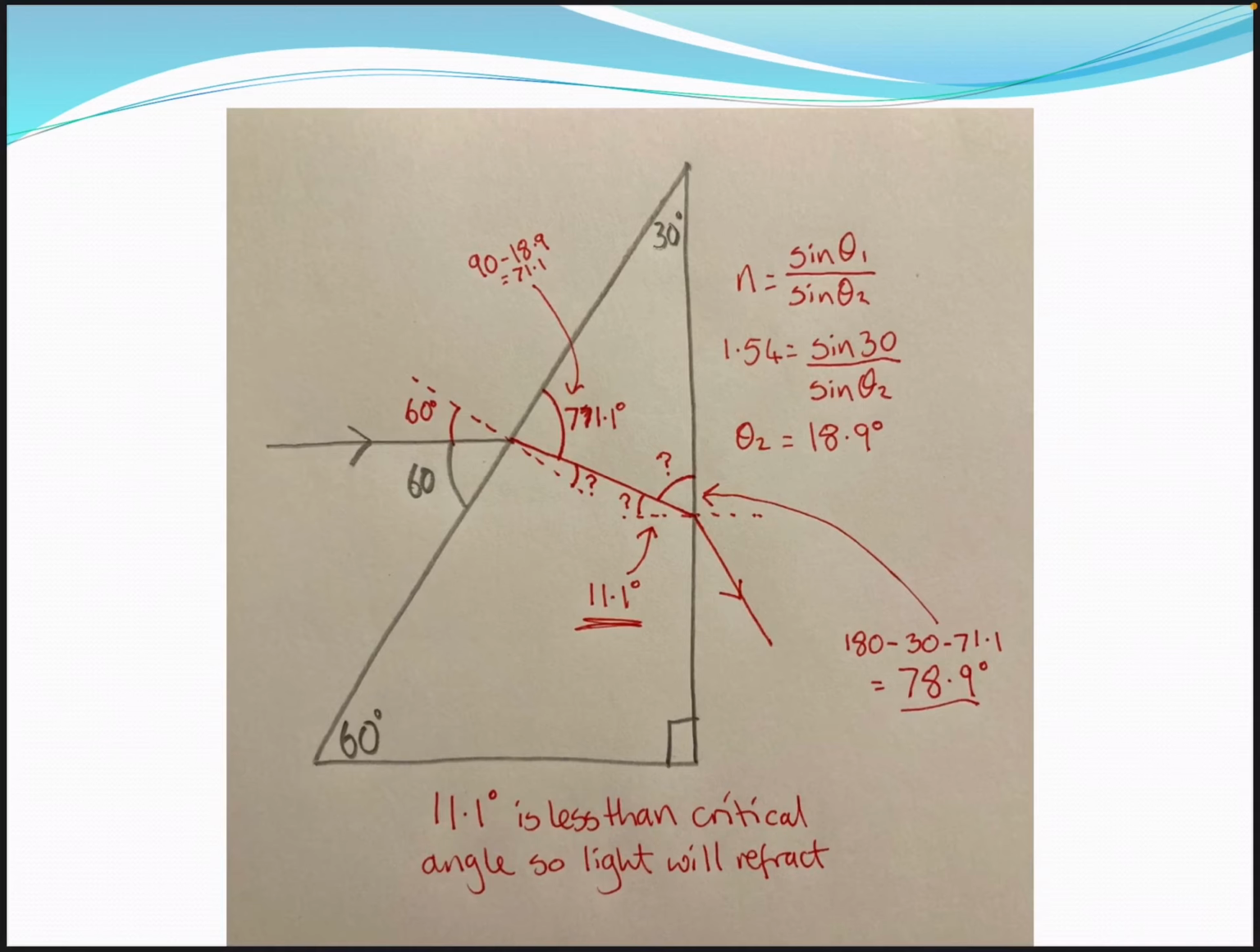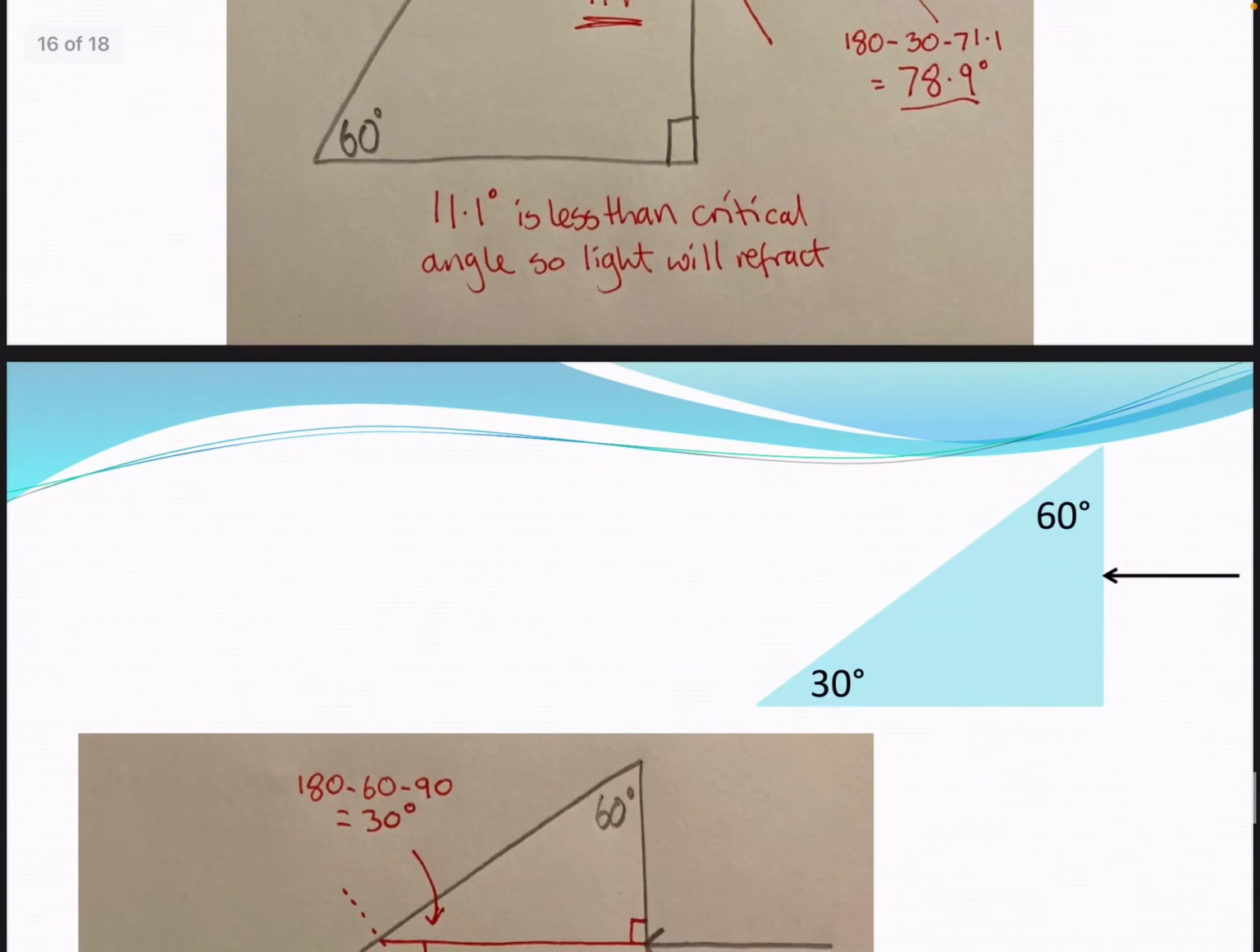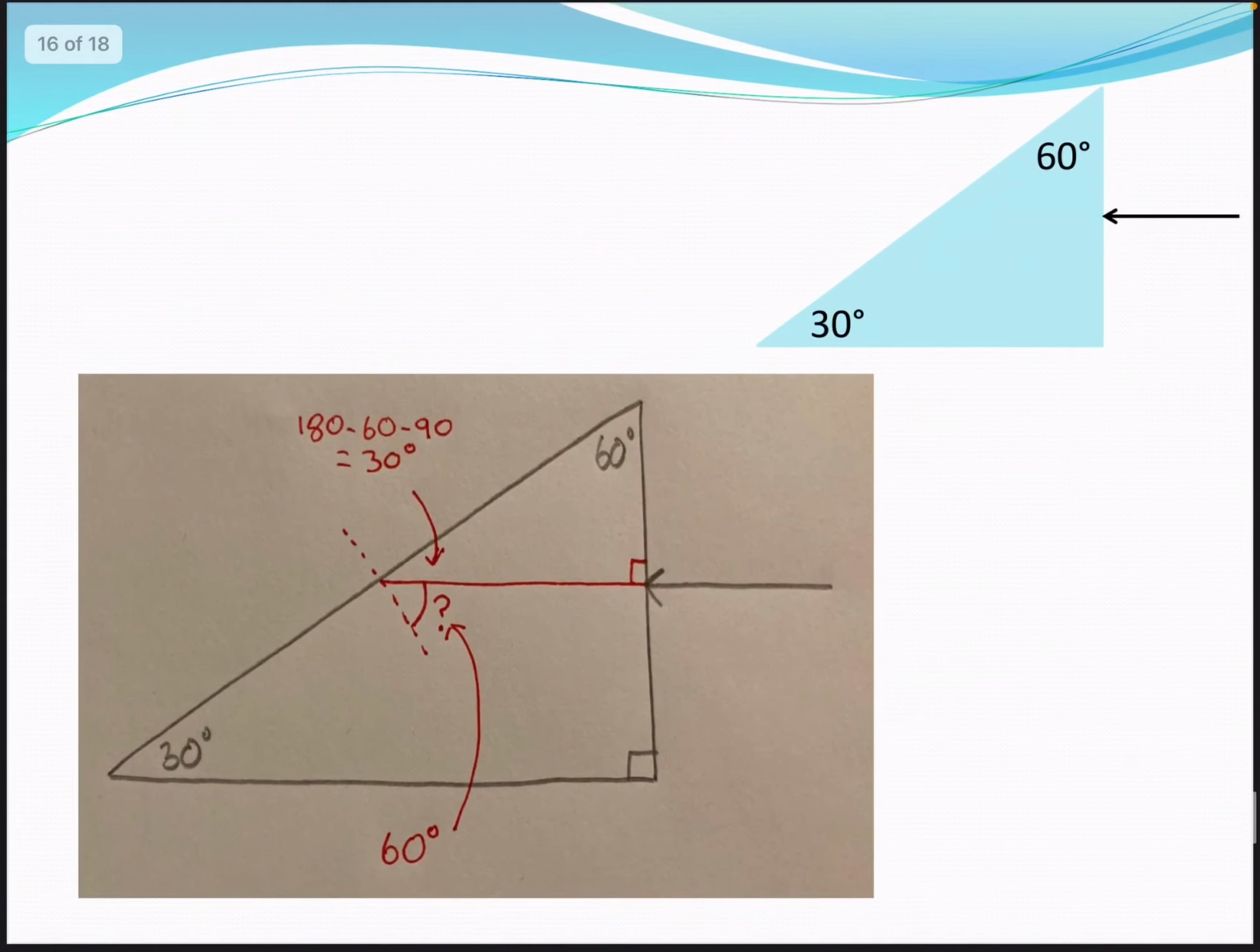If I wanted to, I could work out what the angle of refraction was as well, just using Snell's law. So that one will refract. And the second one is going straight in at 90 degrees to that side, which means it doesn't change direction. It's going to go straight through and hit the hypotenuse of that triangle.